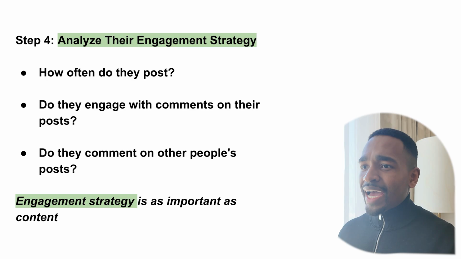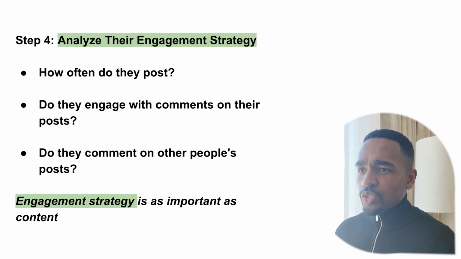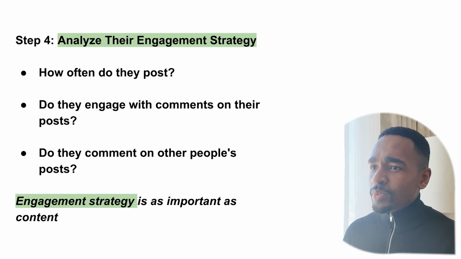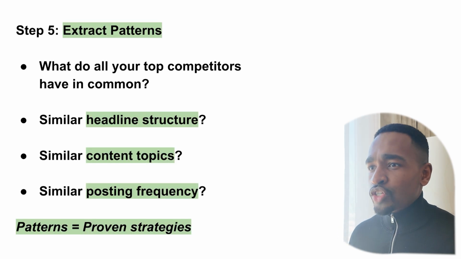Now, step 4 is to analyze their engagement strategy. So how often do they post? Is it daily? Is it 3 times a week, once a week? Do they engage with comments on their posts? Do they reply to every comment? Do they ignore them? Do they comment on other people's posts? Are they actively engaging with their network? Engagement strategy is as important as content, because if they're succeeding, it's probably because they're engaging strategically. So try and look out for what they're actually doing.